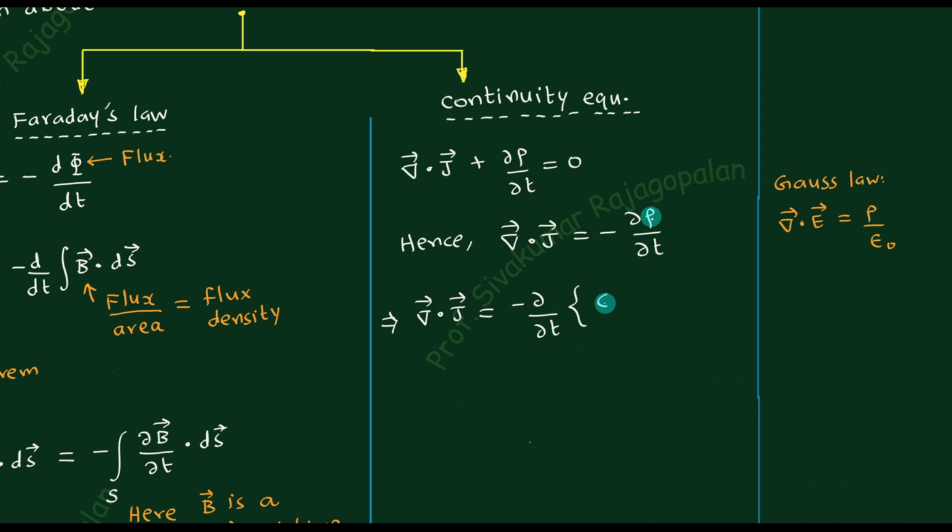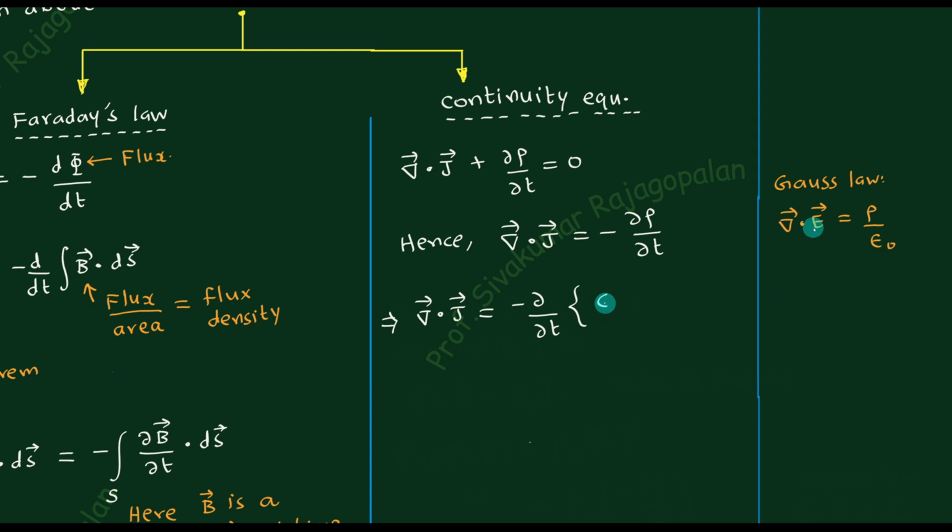Here also you have the rho. So therefore the question is, what is the charge density? The answer is charge density is equal to epsilon naught multiplied by divergence of electric field, and therefore this particular charge density can be substituted by epsilon naught multiplied by divergence of E. That's what I'm going to write.